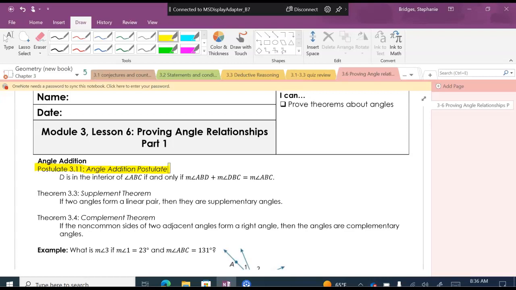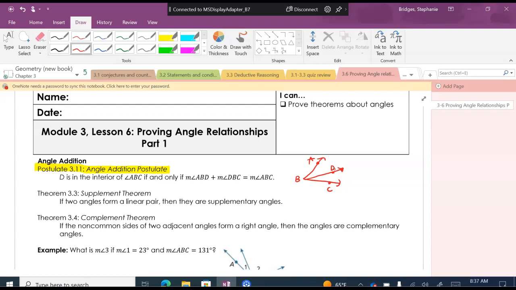So it says if D is on the interior of angle ABC, I'm going to draw you an example here. Okay, so if D is on the interior, what does interior mean? The inside. Okay, so if D is on the inside of angle ABC, like this, then it says that you can take the measure of angle ABD, that's the top angle, plus the measure of angle DBC, that's the bottom angle, and you can add them together to get the whole angle ABC.